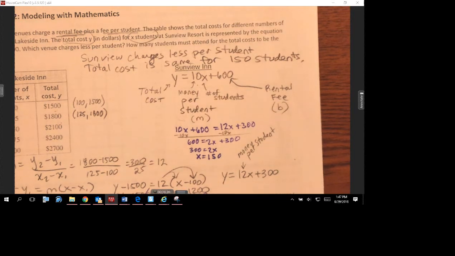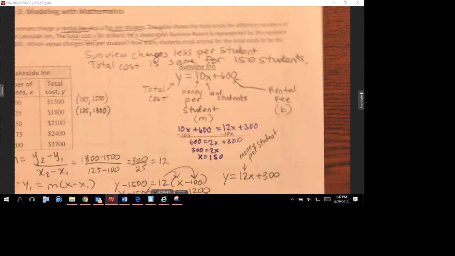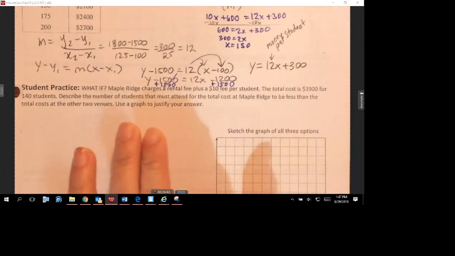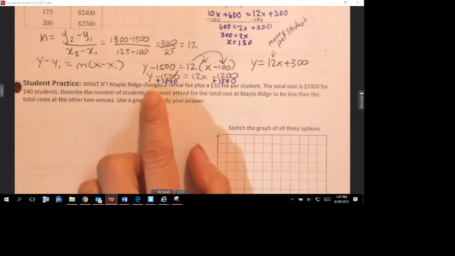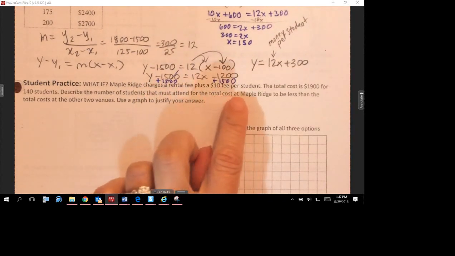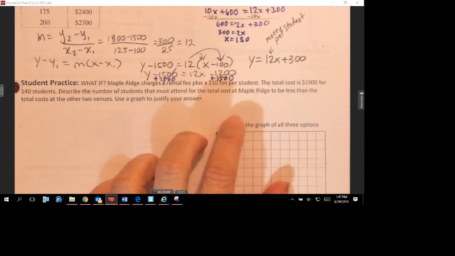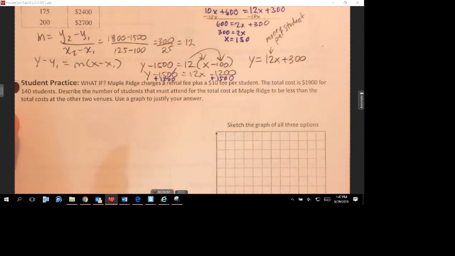And then we have one more thing. They found one more venue. Maple Ridge venue charges a rental fee plus $10 fee per student. If the total cost is $1,900 for 140 students, describe the number of students that must attend for the total cost at Maple Ridge to be less than the total cost of the other two venues. And we're going to use a graph to justify our answer.